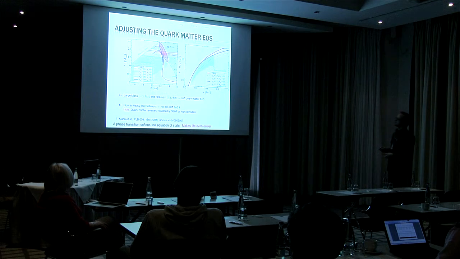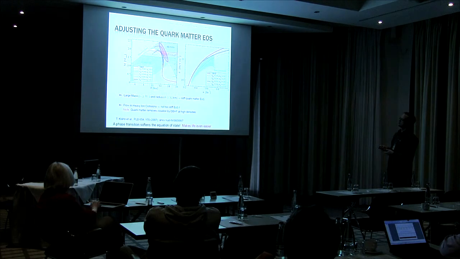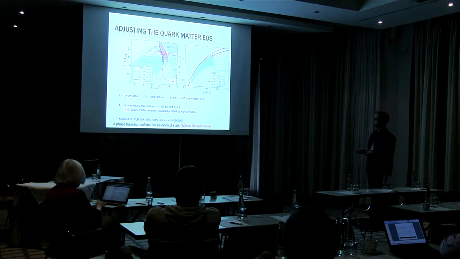What one sees is that one can actually fix some peculiar behavior. So this is the DD2 equation of state as we know it. It has trouble with the flow constraint. It's a bit too stiff at very high densities. We can soften that down with the transition to quark matter, and this is what happens here, and we would still be fine with the mass-radius relationship.